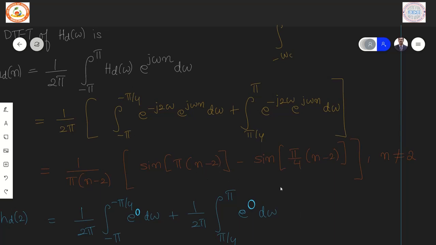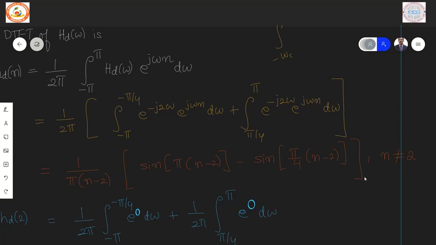When you solve the integration, you will get the answer as sine pi times n minus 2 minus sine pi by 4 times n minus 2, and the common factor we have is 1 by pi times n minus 2. This equation is applicable when the value of n is not equal to alpha.